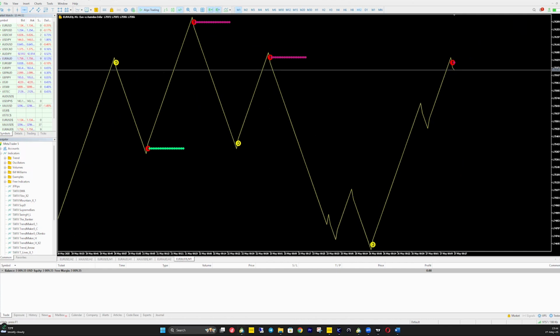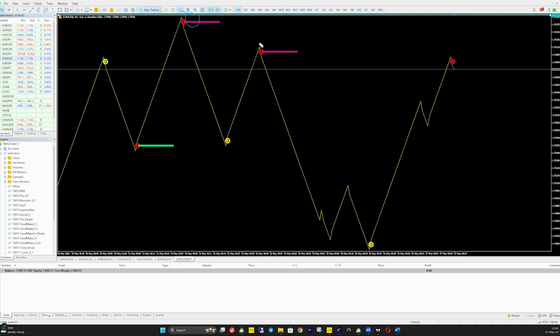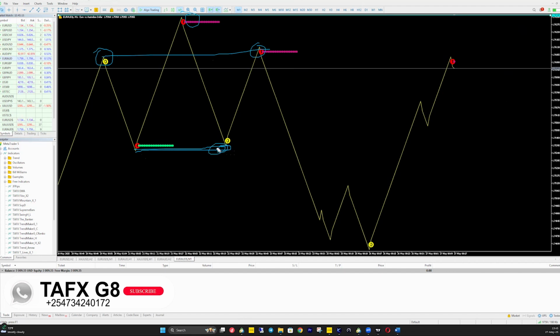I want to check this correctly. We can see at this point we have what we call a head. This is a head and shoulder. This is the best thing about the system. This is head and shoulder. After this, you can see we have another double top, double bottom, sorry, at this point, and we have head and shoulder.